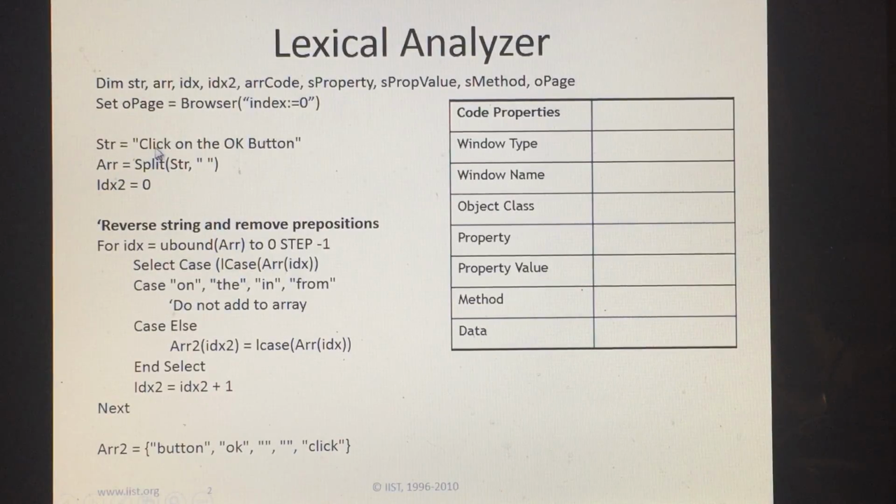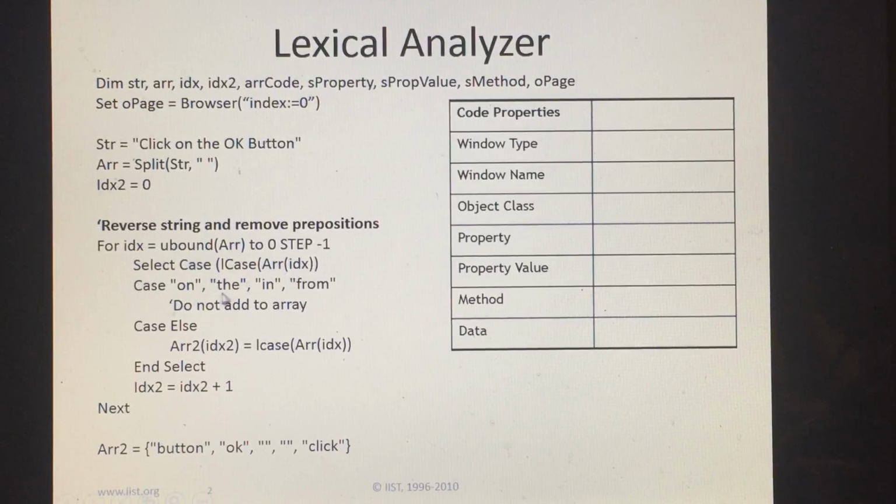So the way I did that was I said, okay, we're going to have an array, and we're going to split up this string into its elements: click on the OK button. And we're going to reverse it so that it says "click on the OK button" in the array that we're going to process through.